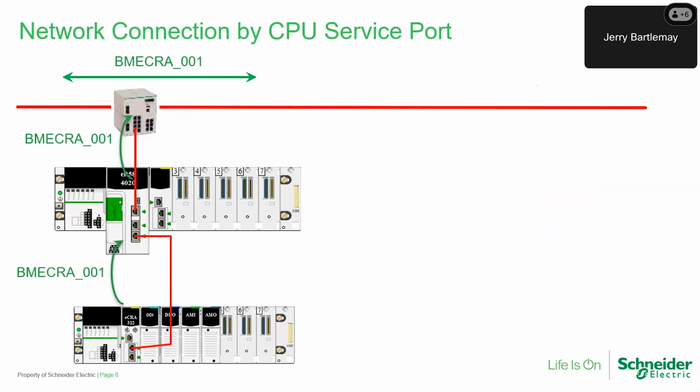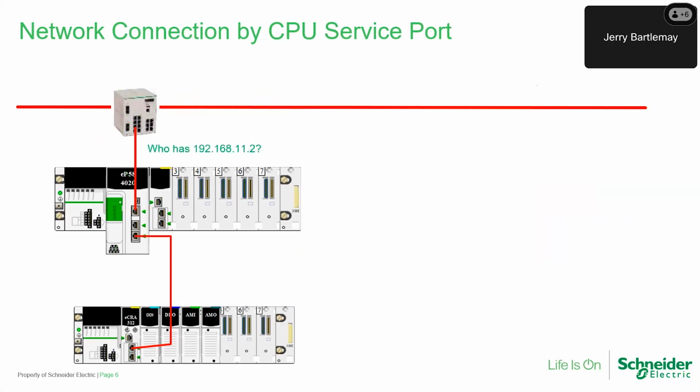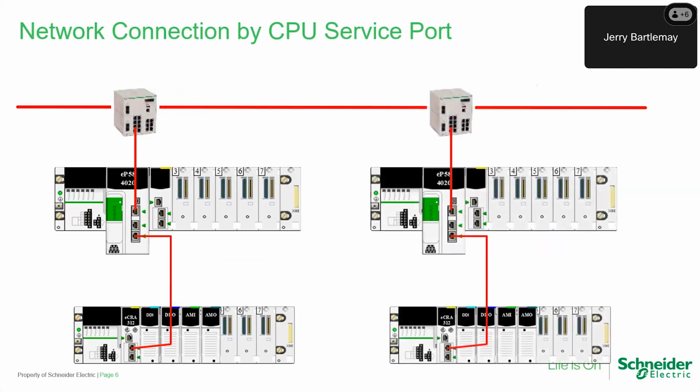So we're treating this as if we only have one M580 on the plant network at this point. It sends out the ARP request, who has that IP address. If no one responds, then it sends the IP address down to the CRA module, and it sends its configuration after that. Now let's add another M580 here.